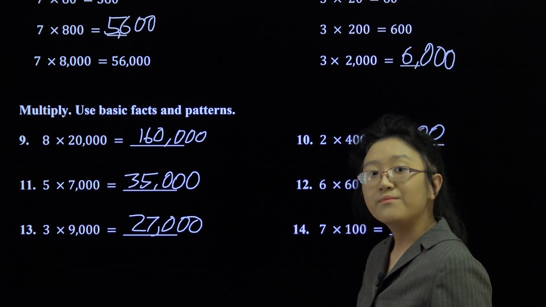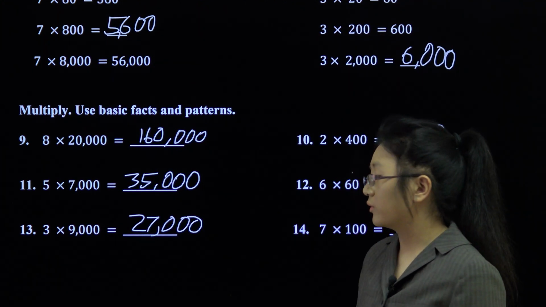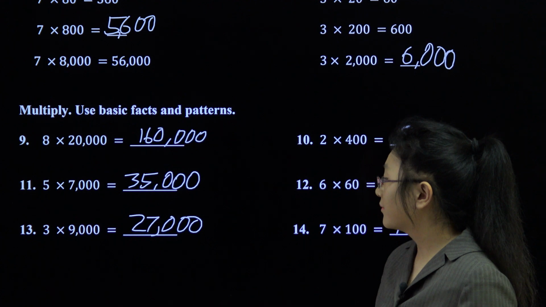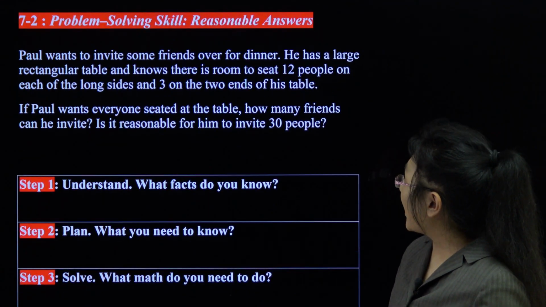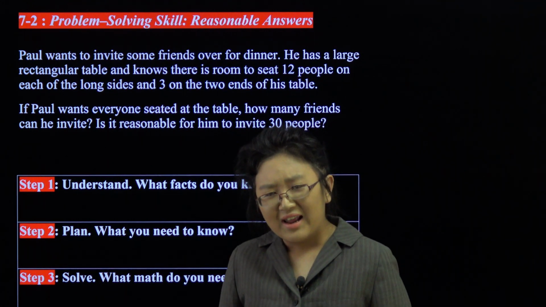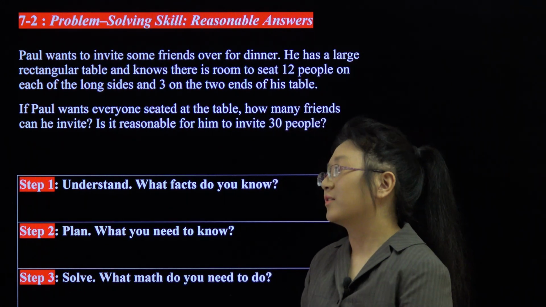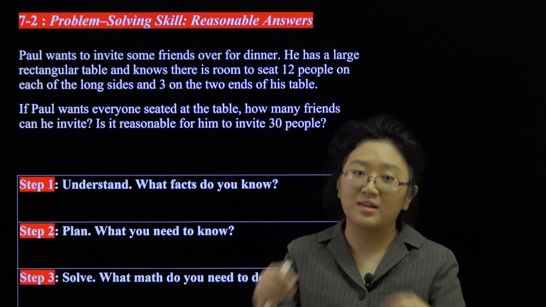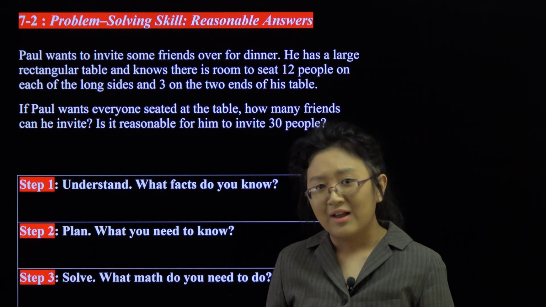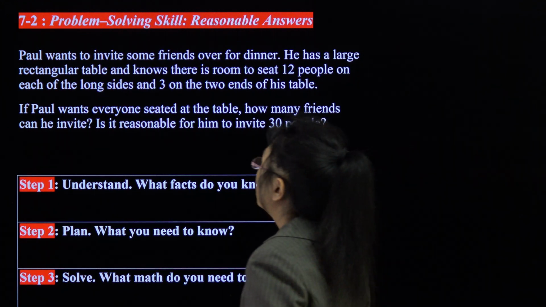Well, that's it for that. We're going to move on to some problem solving. Reasonable answers. Again, sometimes in math, answers are kind of wonky. Such as, this person ate 120 wrapped candies in one sitting. Now, you're going to get into a sugar coma.